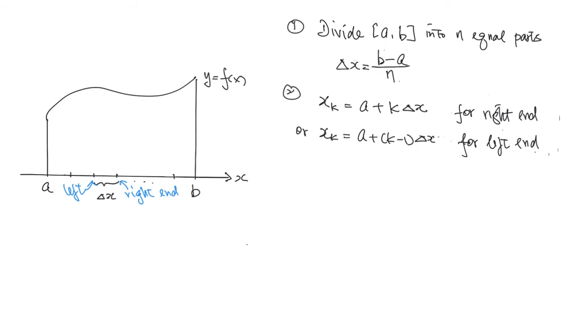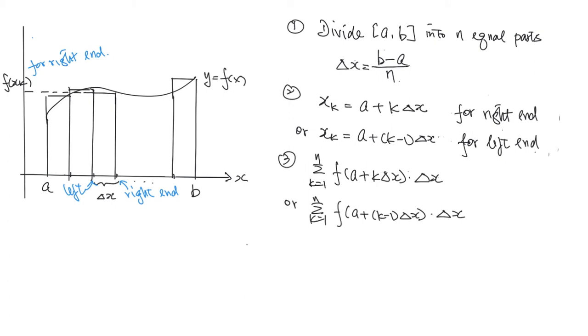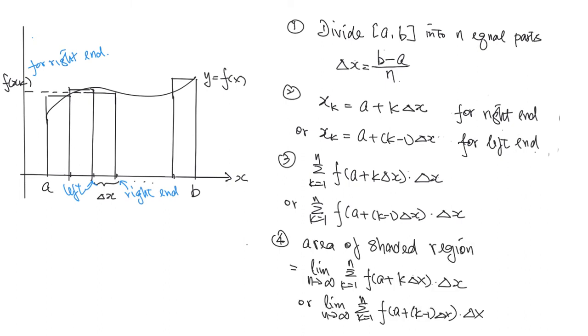With the width and height, the area of each rectangle is found. Add them up for an approximation. To make the approximation more accurate, divide the interval AB into more parts. That is, take a larger n. Take the limit of n to infinity. The exact value of the area is obtained when the limit exists. The area of the shaded region equals the limit.